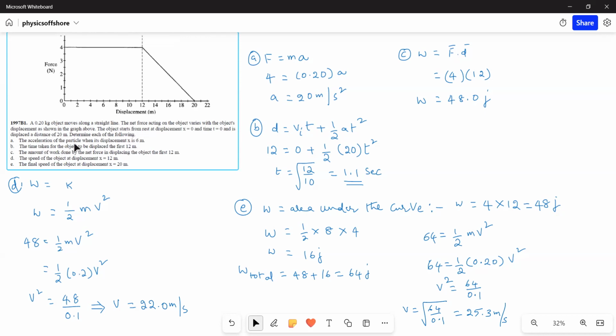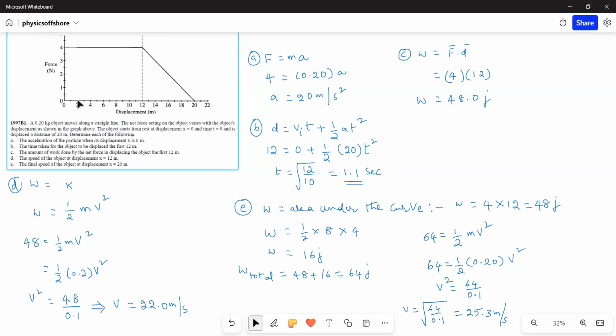A. The acceleration of the particle when its displacement x is 6 meters. B. The time taken for the object to be displaced the first 12 meters. C. The amount of work done by the net force in displacing the object the first 12 meters. D. The speed of the object at displacement x equals 12 meters. E. The final speed of the object at displacement x equals 20 meters.